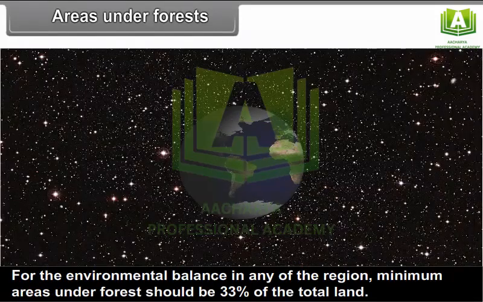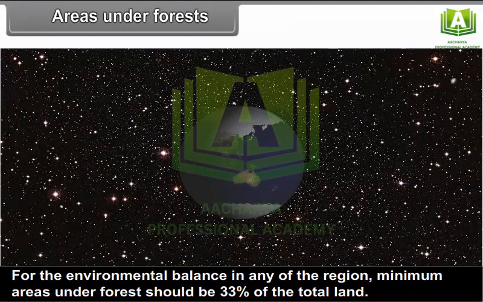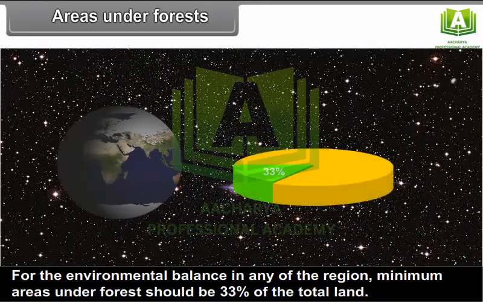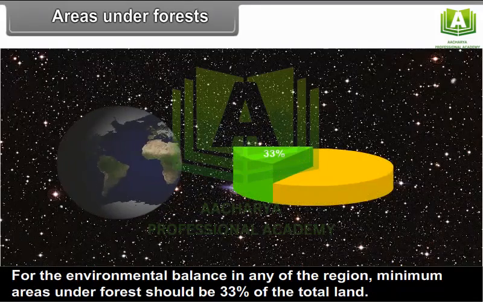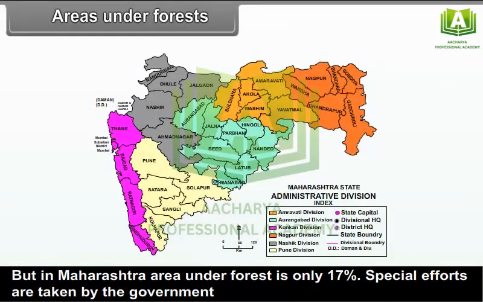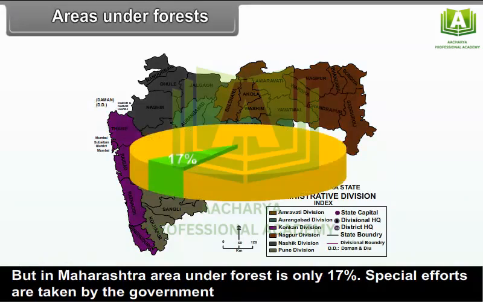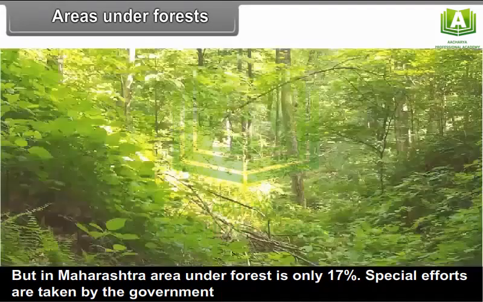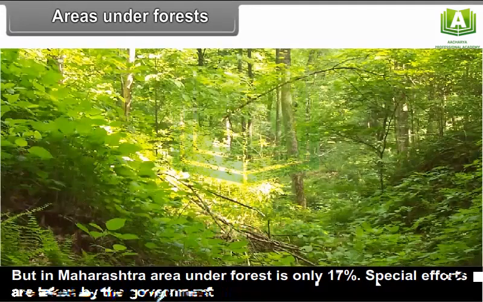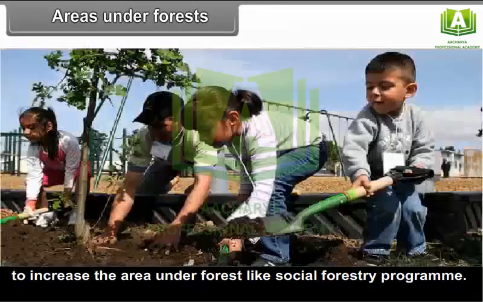For the environmental balance in any of the region, minimum areas under forest should be 33% of the total land. But in Maharashtra, area under forest is only 17%. Special efforts are taken by the government to increase the areas under forest like social forestry program.